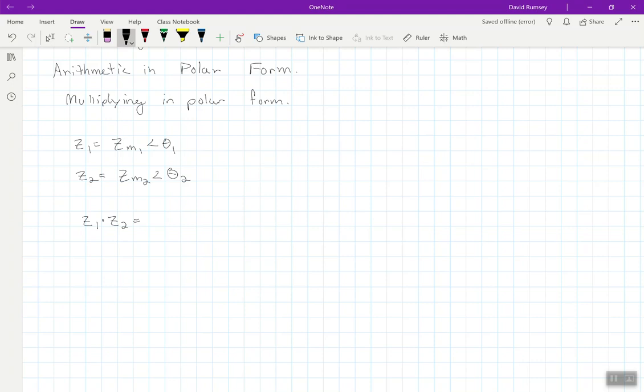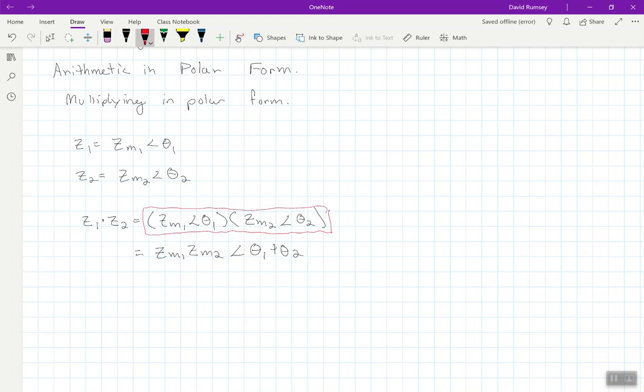So it turns out that if we have Z magnitude 1 at an angle of theta 1 times Z magnitude 2 at an angle of theta 2, this just gets me Z magnitude 1 times Z magnitude 2 at an angle of theta 1 plus theta 2. So we multiply the magnitudes and add the angles. And that's what I mean. I don't try to type this expression into my calculator.